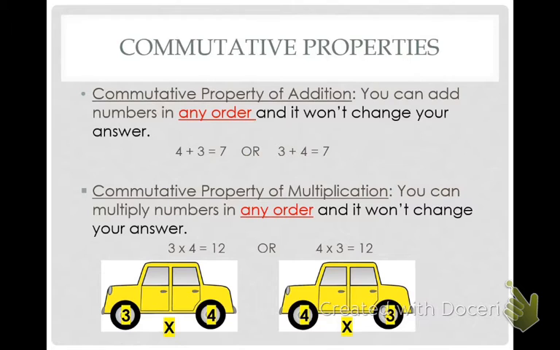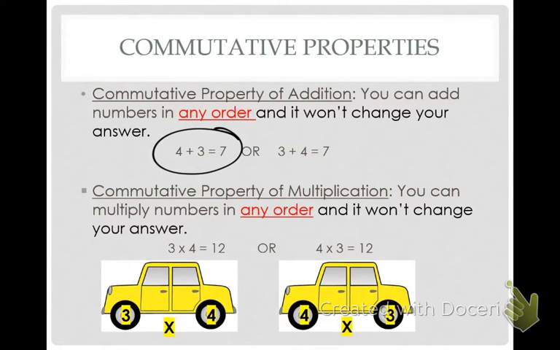All of these properties that we're talking about, there's going to be a property for addition and a property for multiplication. These properties do not work for subtracting or for dividing. So the first one is the commutative property of addition. It says you can add the numbers in any order and it will not change your answer.